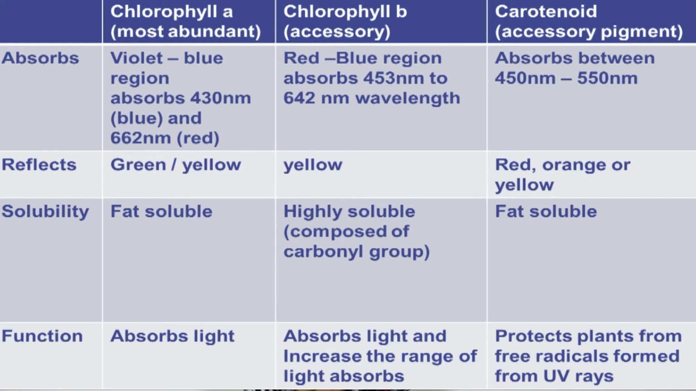Carotenoid, on the other hand, is also an accessory pigment. It does not play any major role in photosynthesis. It absorbs a certain range of colors but reflects yellow, orange, and red colors.